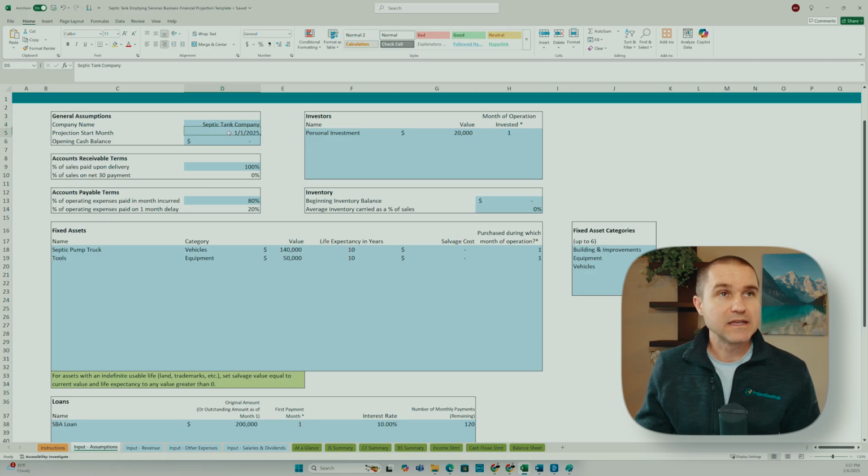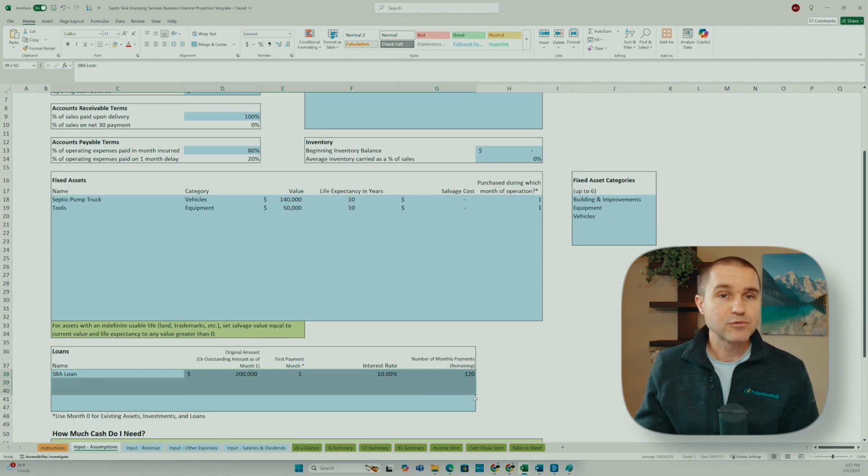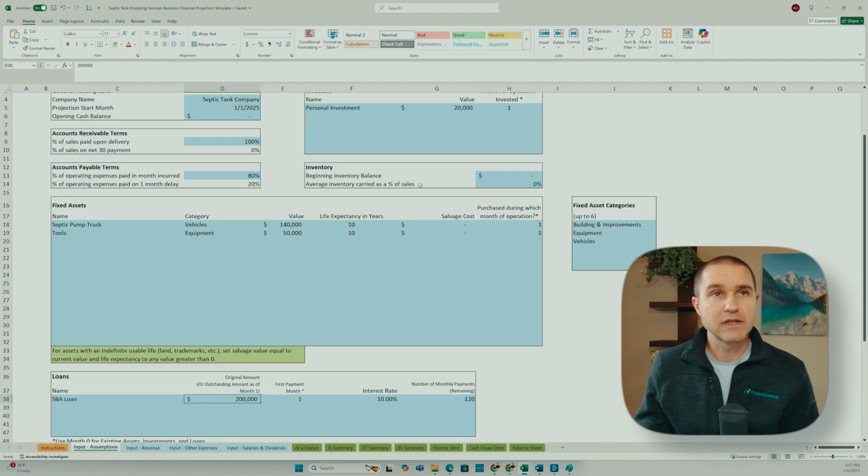First, you can set a company name. You can set a projection start month. You can set an opening cash balance if you're already operating. I'm going to assume that this is a startup, and we're going to assume a personal investment, that you're going to make a personal investment of $20,000. A lot of times the SBA wants you to put in a 10% down payment. So we have down here projected an SBA loan for $200,000, and assuming you're going to put in 10% of that roughly as your own investment.